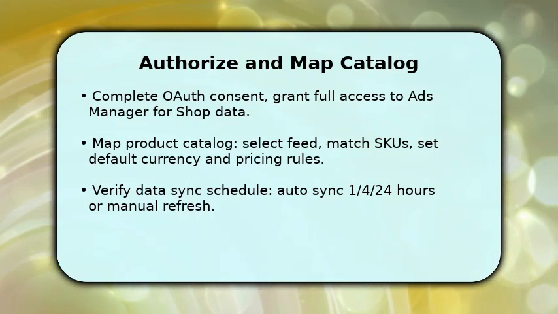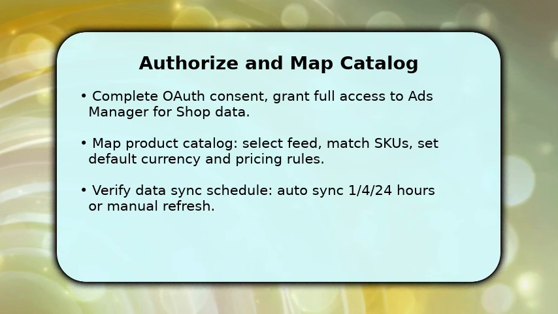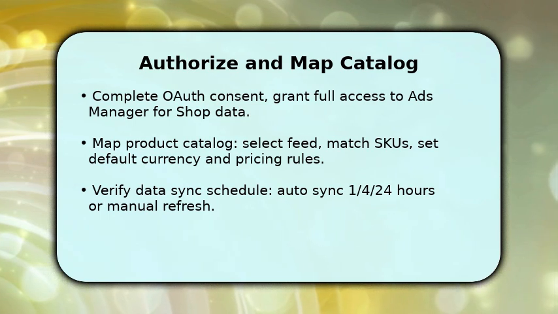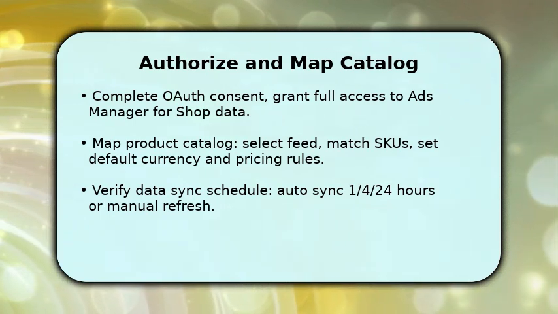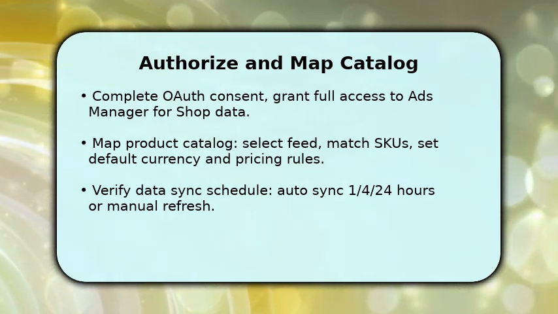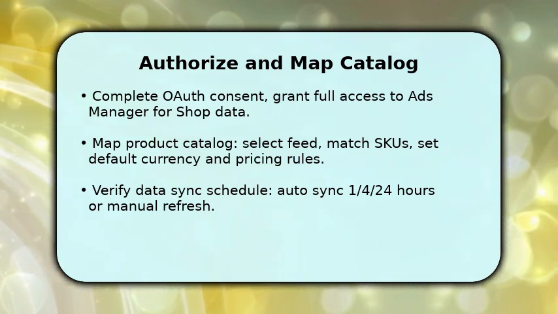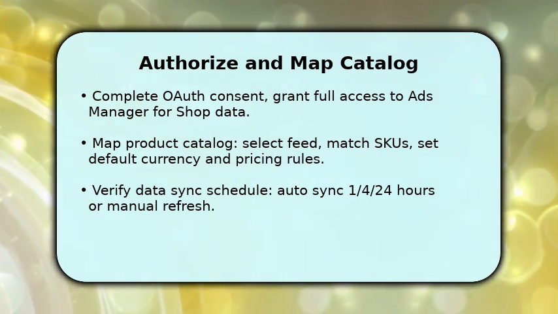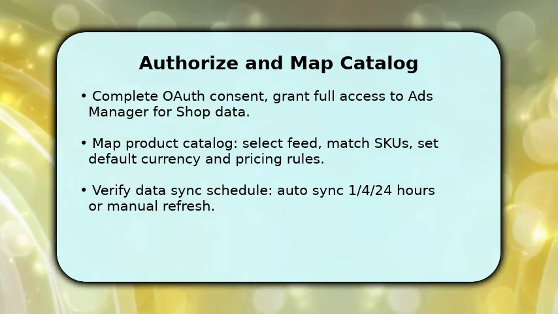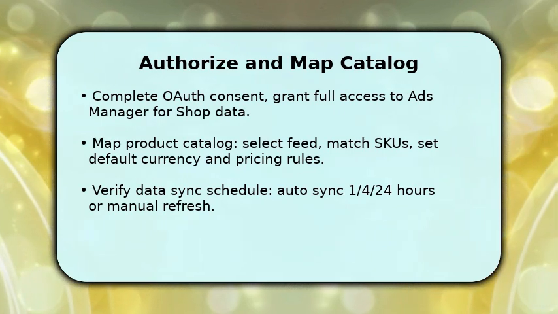Next, authorize and map your catalog so ads can use live product data. After granting OAuth permissions, go to Catalog Manager in Ads Manager and import or link your TikTok Shop feed. You'll match SKU fields, image URLs, titles, and prices. This mapping is crucial so dynamic ads display correct items. Configure currency and pricing rules, then choose a sync cadence, automatic hourly or manual updates. Make sure matching rules align with your store taxonomy to avoid mismatched items in campaigns.